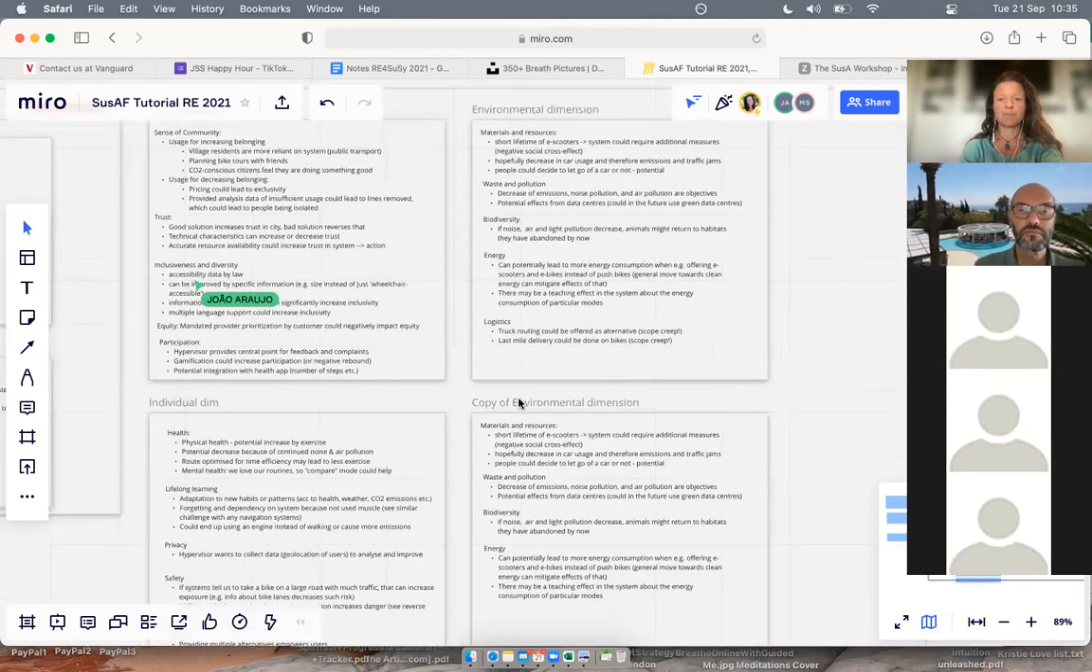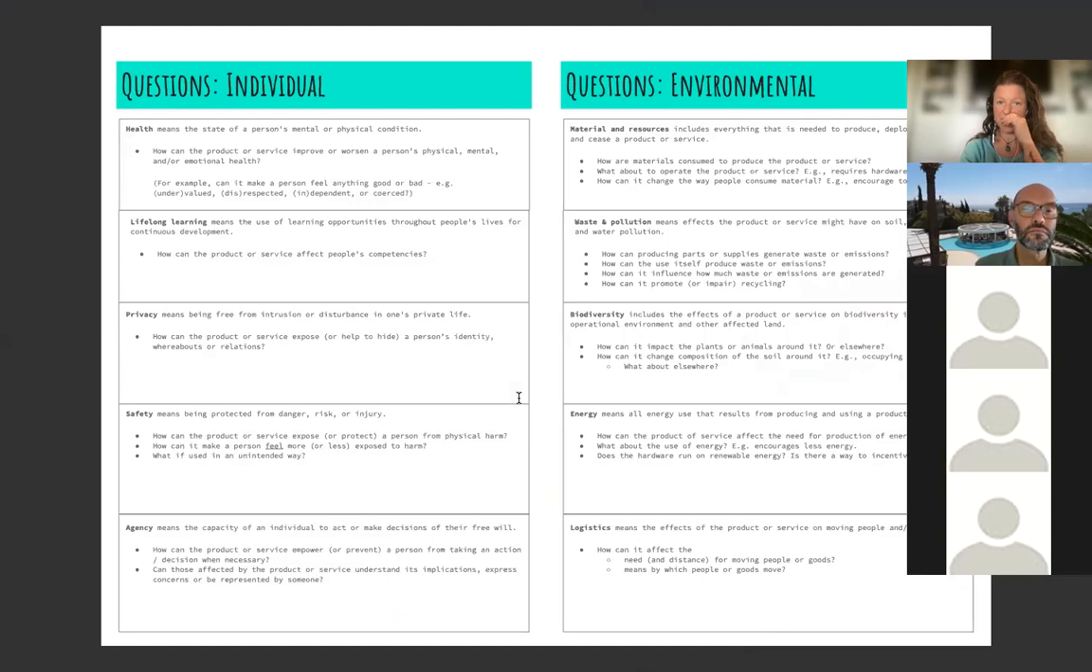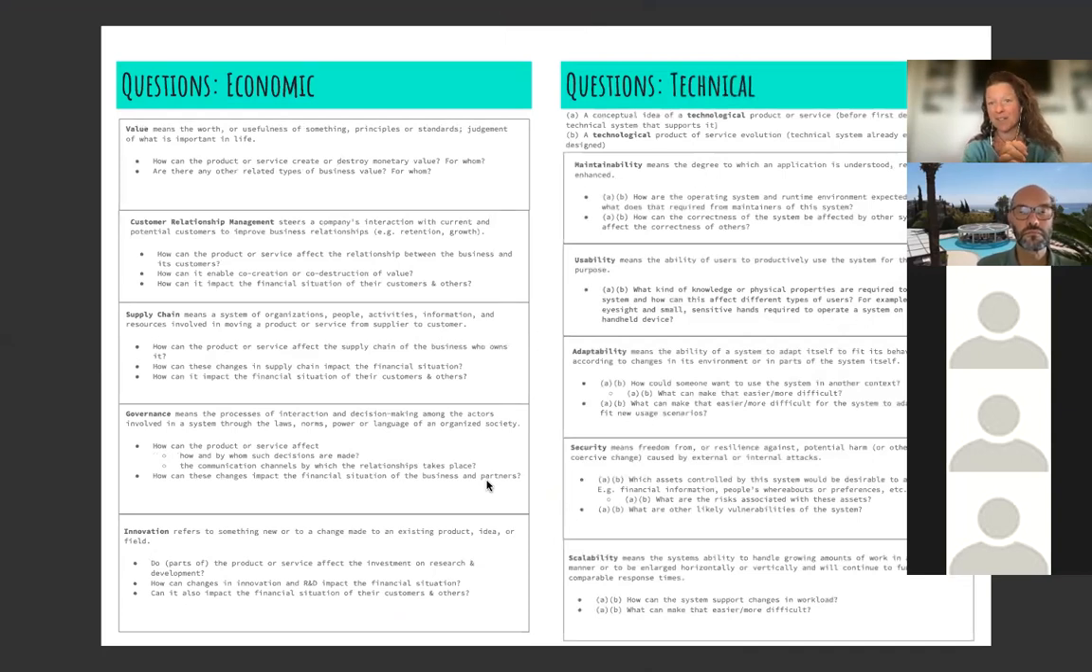Nice. With that, congratulations. We are through 3 dimensions. So let's move on to the economic dimension. Value means the worth or usefulness of something. How can this product or service create or destroy monetary value? Is there a way of how it could do that?